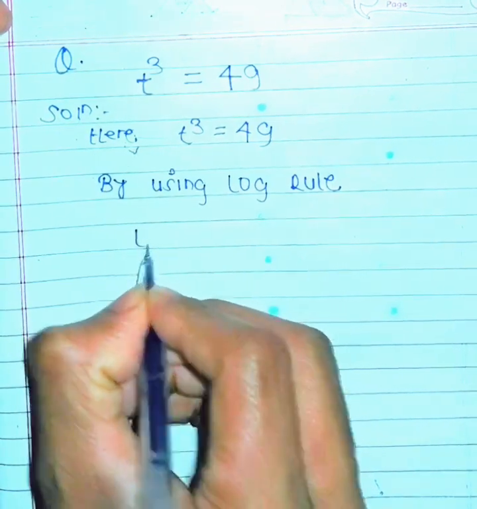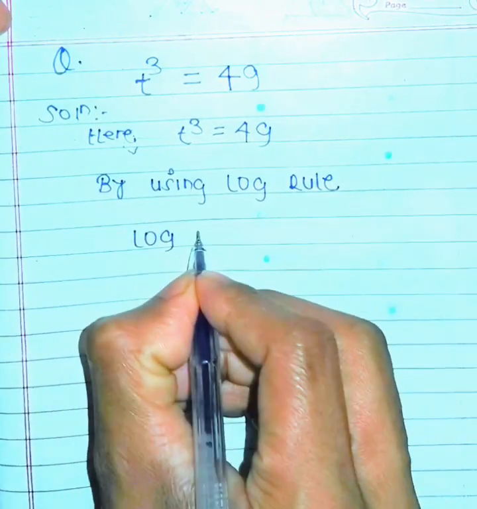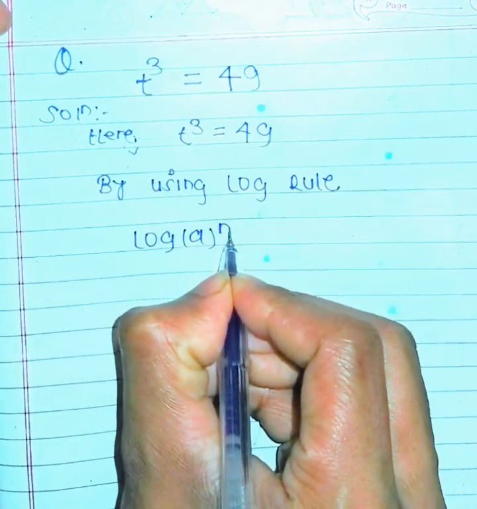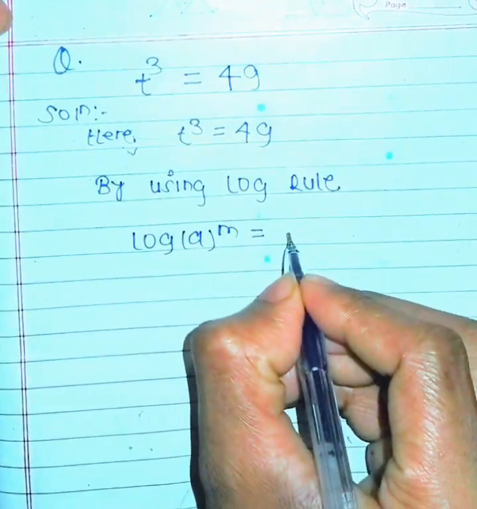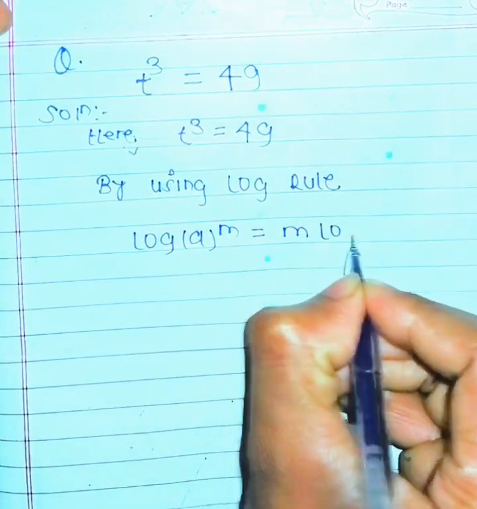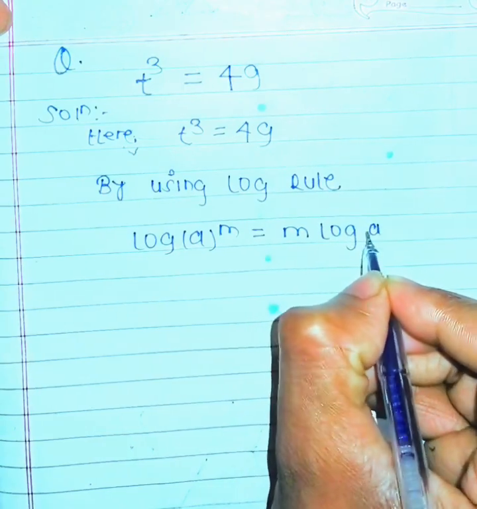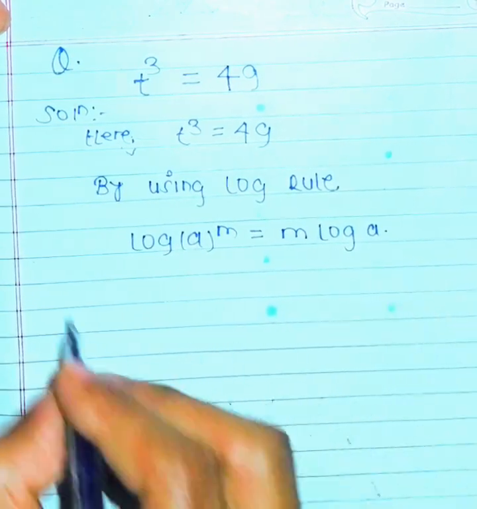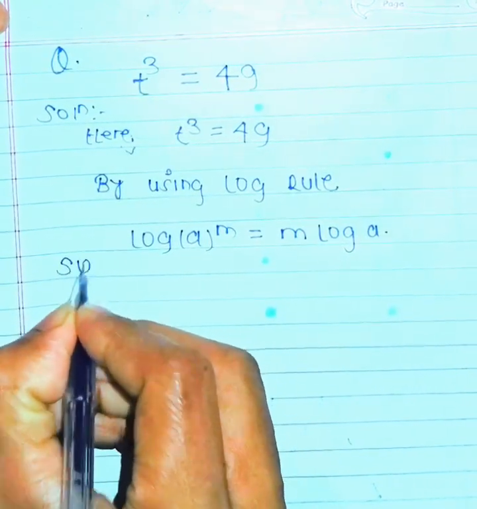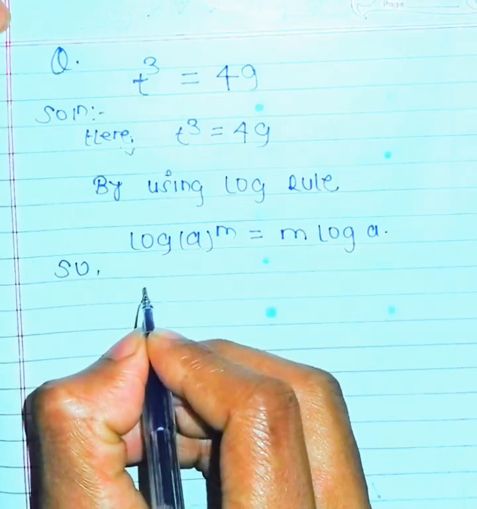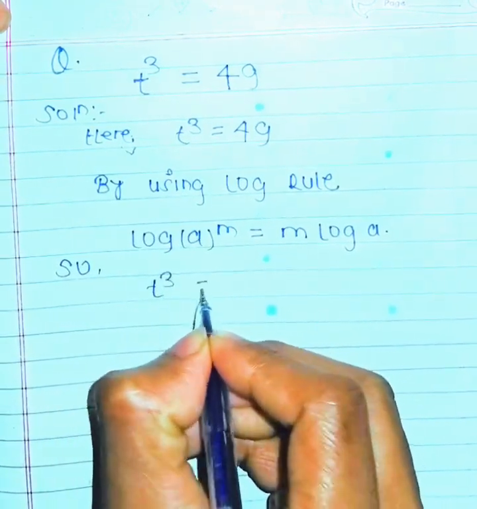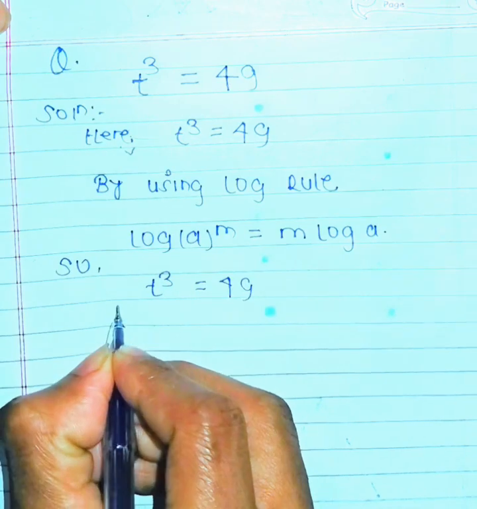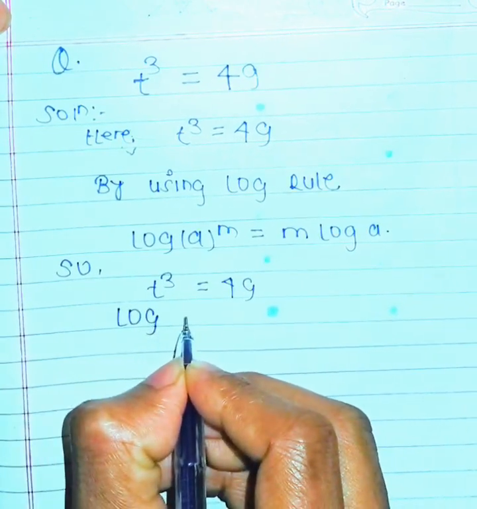Step 2: take log on both sides. Take logarithm on both sides: log(3^t) = log(49). Now, apply the log rule, so we can bring t in front: t · log(3) = log(49).